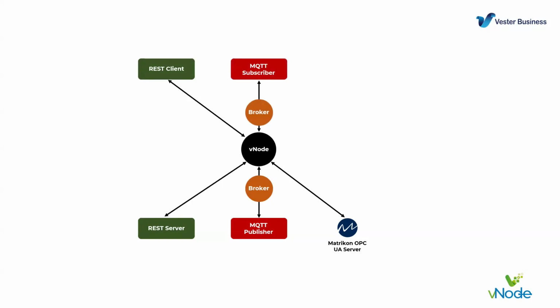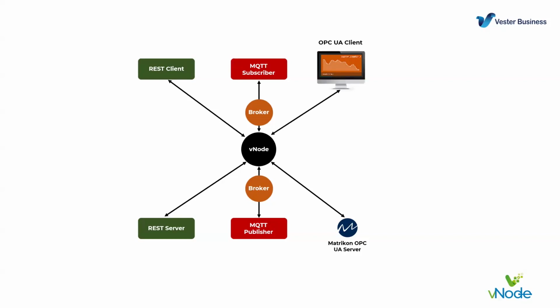Also, we can publish MQTT data to a broker and then get it in a subscriber, like the one you can have in Amazon Web Services or Data Hub in Azure and so on. Also, we can supply OPC UA data, because vNode can collect all this data and publish it as an OPC UA server. So vNode can be an OPC UA server to send data to one or multiple OPC UA clients.